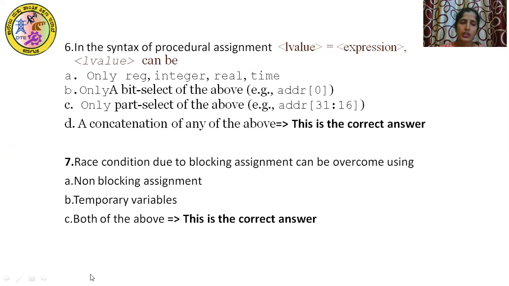The next question: race condition due to blocking assignment can be overcome using non-blocking assignment, temporary variables, or both of the above. Since we can overcome the race condition by using the non-blocking assignment operator and also temporary variables, both of the above is the correct answer for this question. So these are the few MCQs what we discussed with respect to this lecture.